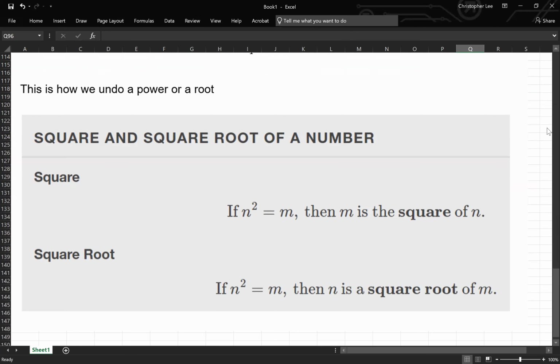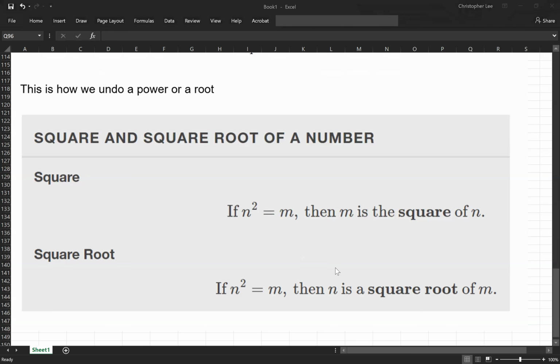So square and square root of a number. The square of a number: if n squared is equal to m, then m is the square of n. The square root of a number: if n squared is equal to m, then n is the square root of m. Just going in reverse. So just bear with me, we're just building the vocabulary a little bit.